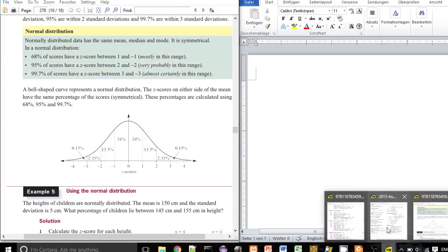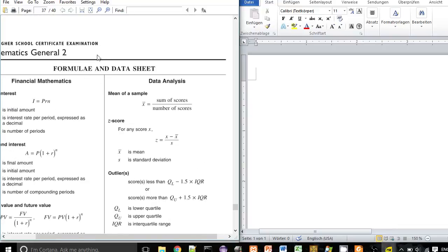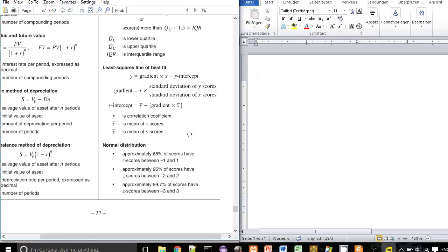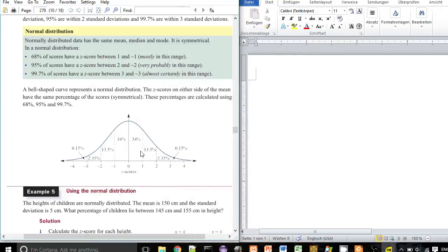I'll just show you in the formula sheet. This is from last year, 2015, so hopefully you'll get pretty much the same thing. These are the percentages that they'll give you in your sheet. But see, if you halve 68, you get 34. That'd be between 0 and 1. The normal distribution is symmetrical. Same for halving that and halving that can be quite useful. That's where these numbers came from.